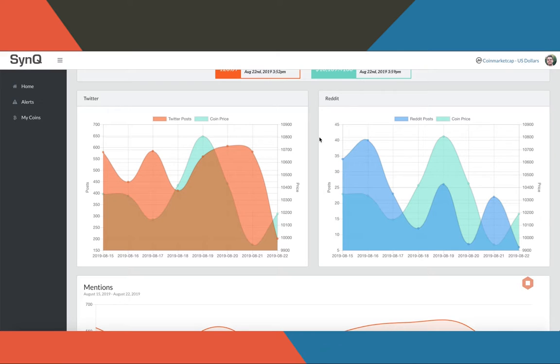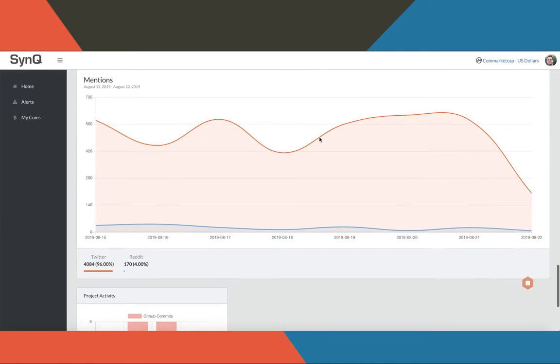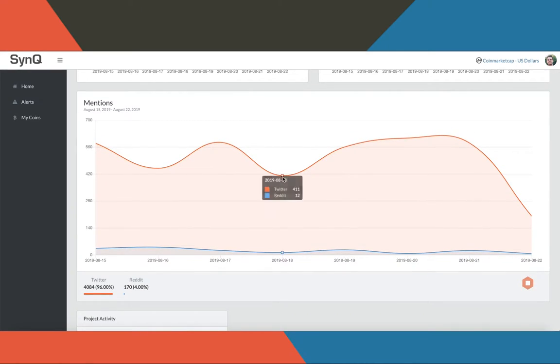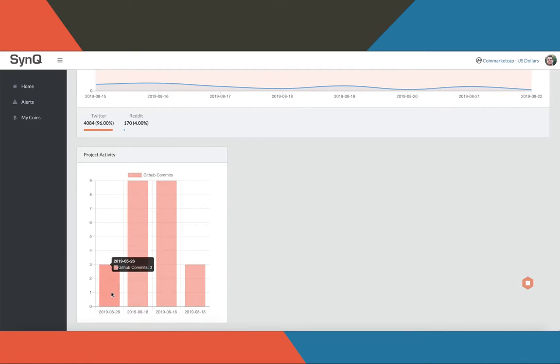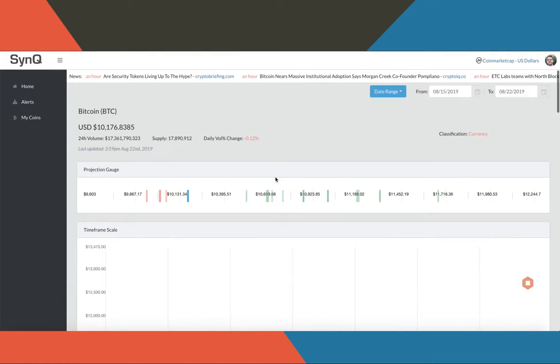And then you can see all of the number of Twitter posts and Reddit posts. So this can kind of give you a nice gauge on what the market's feeling like, and the number of mentions from both. So you can see how Twitter stacks up to Reddit, and Twitter obviously has the most mentions. And then you can also see project activity. So you can see here over the past month or so how many commits have happened, and there hasn't been a lot for Bitcoin.